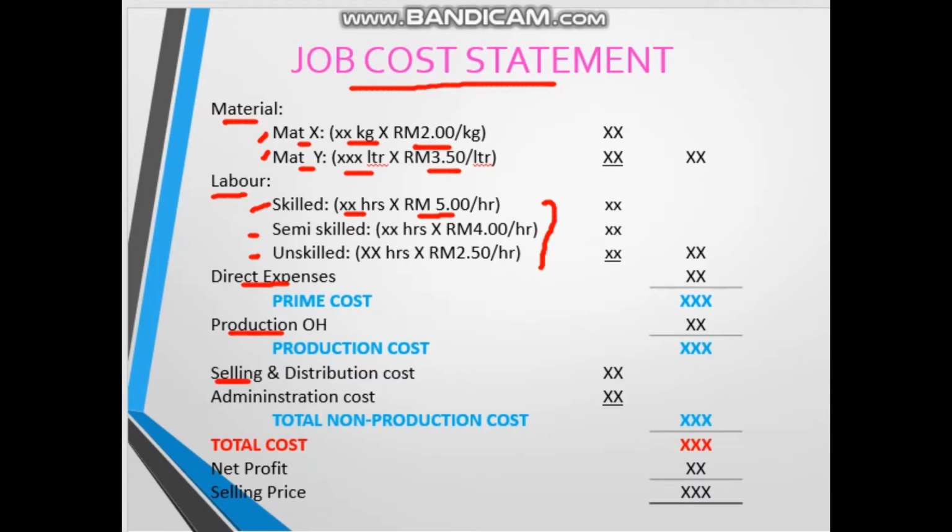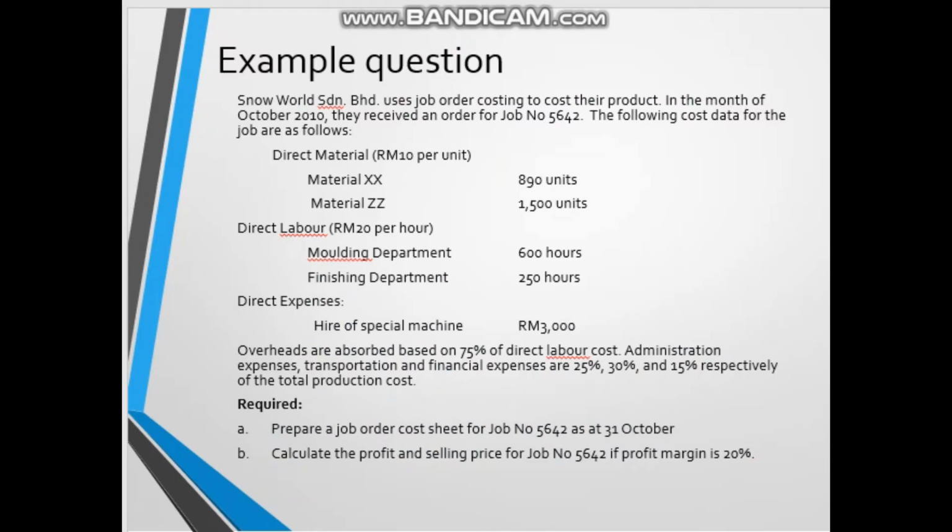What about selling and distribution? We add the admin overhead or other costs. Then we total up the non-production cost and the production cost, so we get the total cost. From the total cost, we add the net profit, and then we get the selling price. Now we move on to a specific example, to see how to do this kind of question.